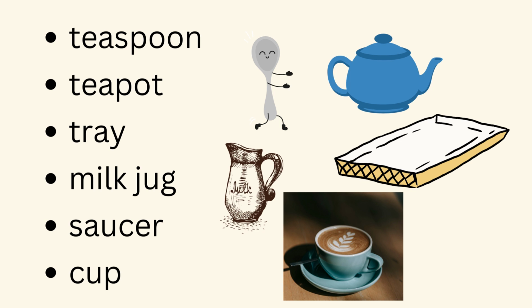Our next word is teapot. This is a pot that is used for brewing or serving tea that has a spout. Here is an example of a sentence. She served us tea in a teapot.